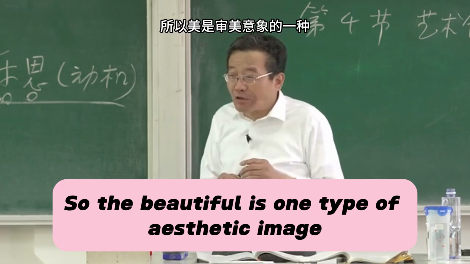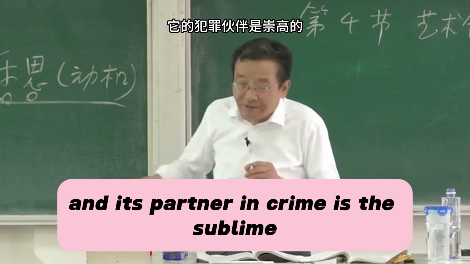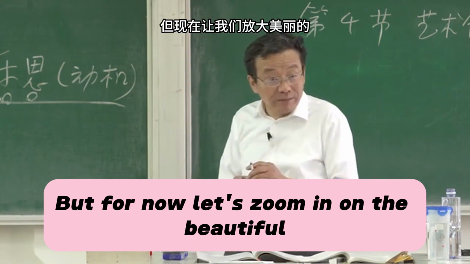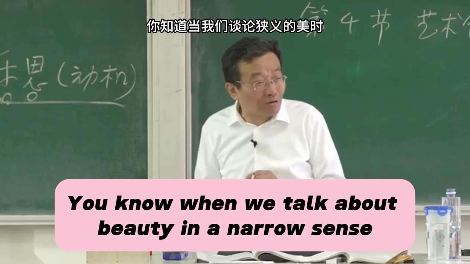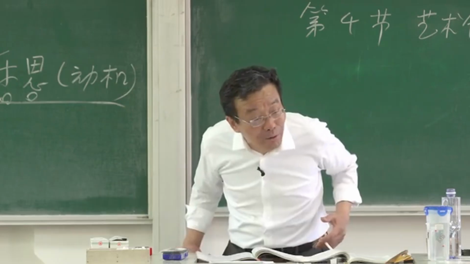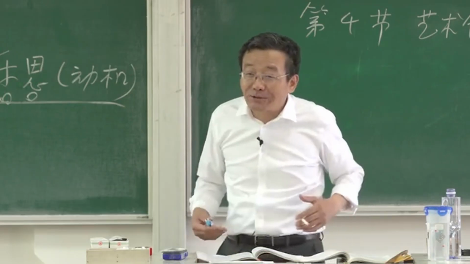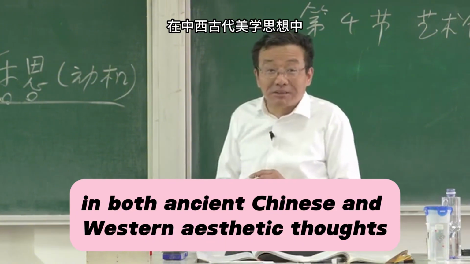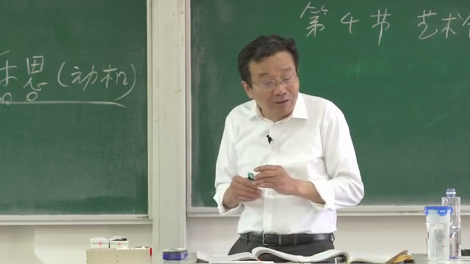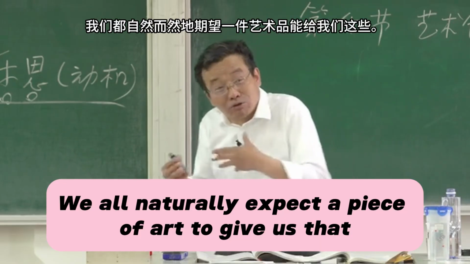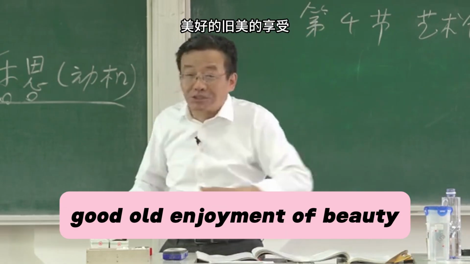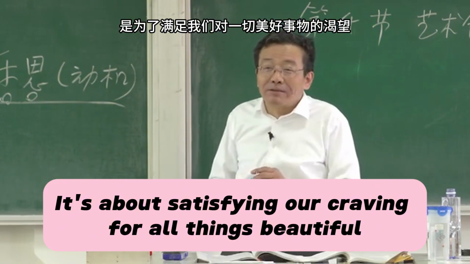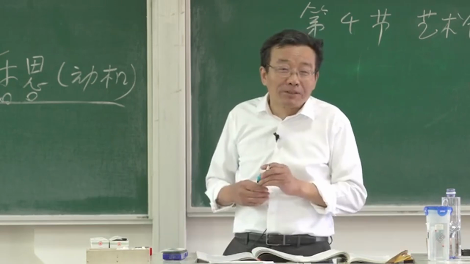So, the beautiful is one type of aesthetic image, and its partner in crime is the sublime. But for now, let's zoom in on the beautiful. You know, when we talk about beauty in a narrow sense? That's what we're getting at here. It's the fundamental concept of aesthetic images in both ancient Chinese and Western aesthetic thoughts. We all naturally expect a piece of art to give us that good old enjoyment of beauty. But what does it really mean to enjoy beauty? It's about satisfying our craving for all things beautiful.